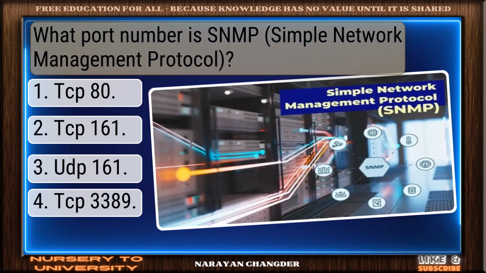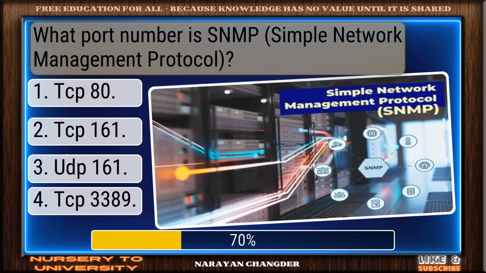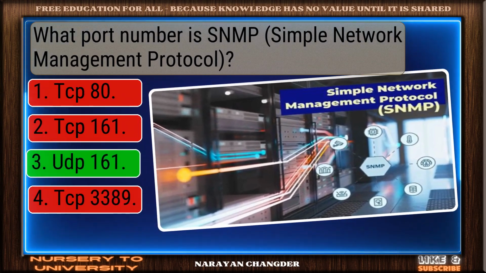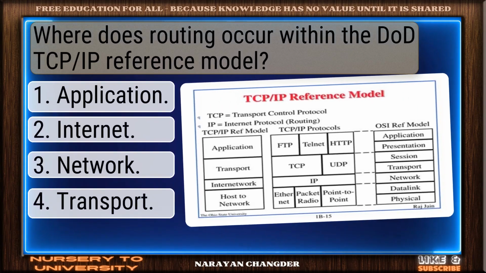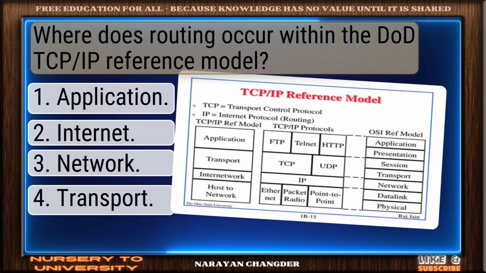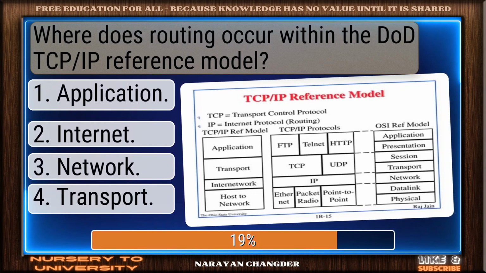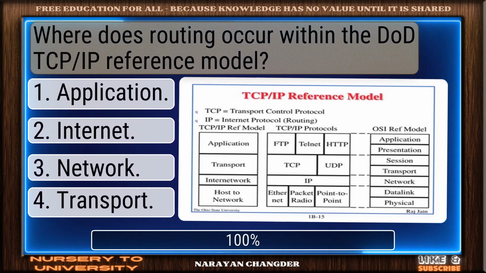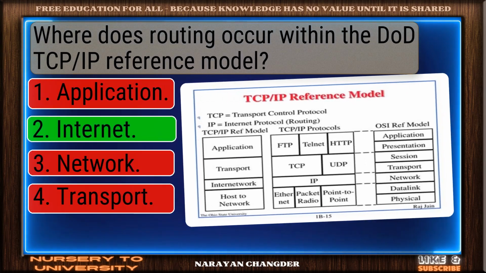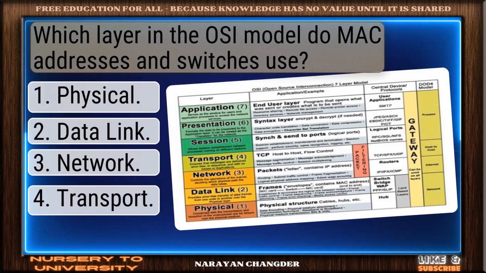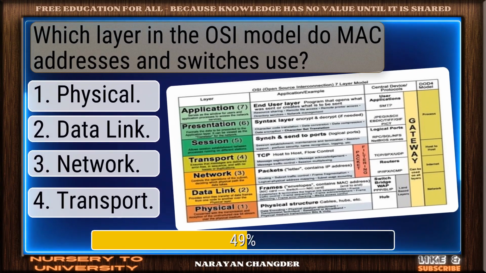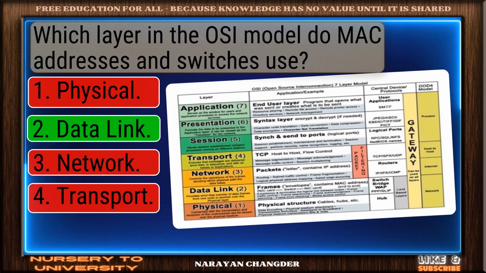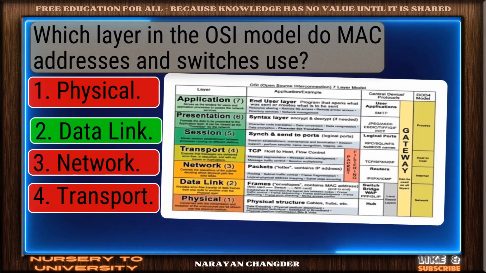What port number is SNMP? Right, UDP 161 is true. Where does routing occur within the DOD TCP/IP reference model? Nice selection. Internet is correct. Which layer in the OSI model do MAC addresses and switches use? Bravo, data link is the answer.